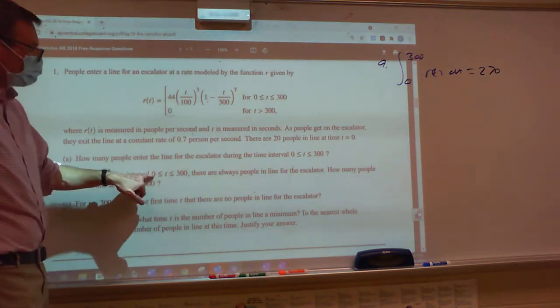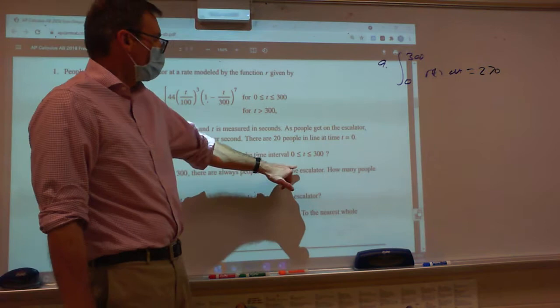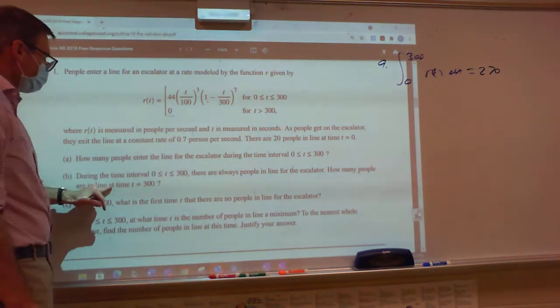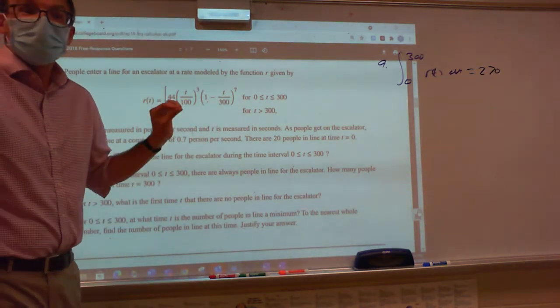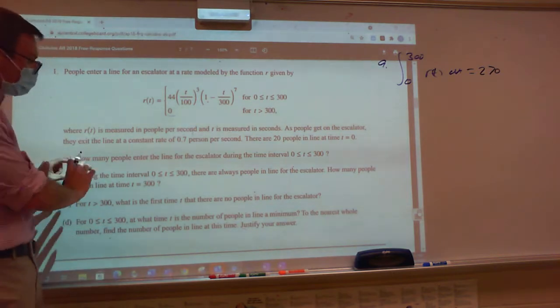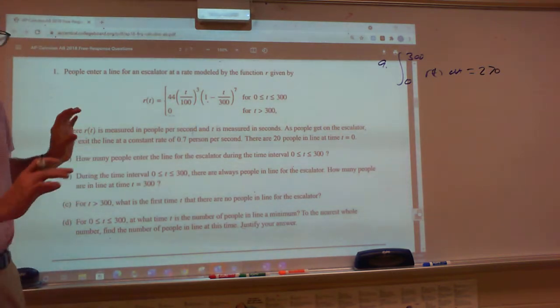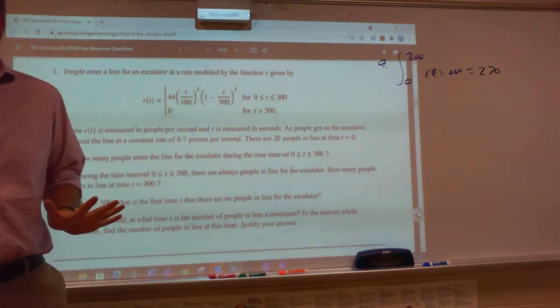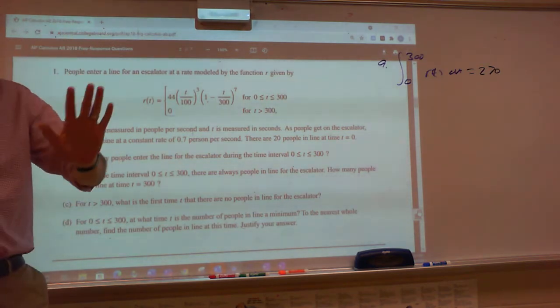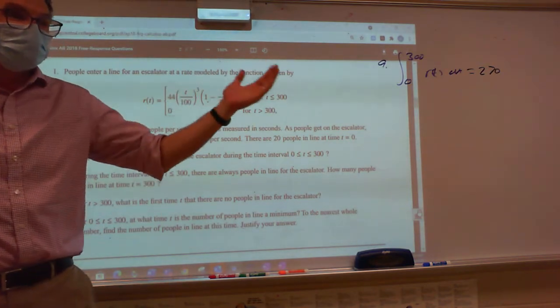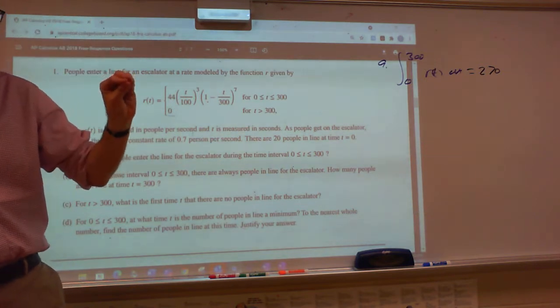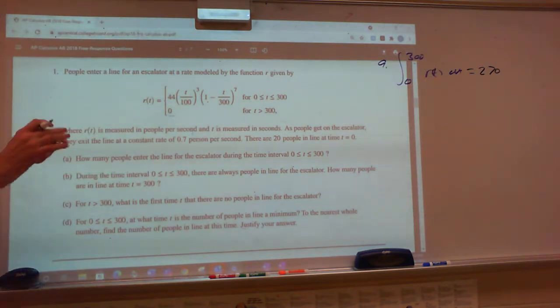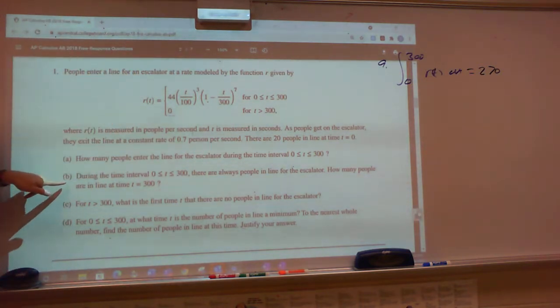During the time interval 0 to 300, there are always people in line for the escalator. How many people are in line at time 300? All right. So this is a common question. Anytime you have a rate problem, they give you the rate that stuff's being added, they give you the rate that stuff's leaving, and they give you an initial condition. You're going to have to use all of that because that's what they need for part B. Does everybody understand that?